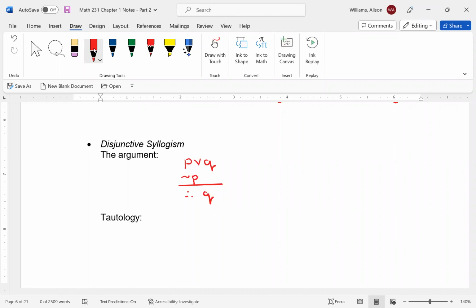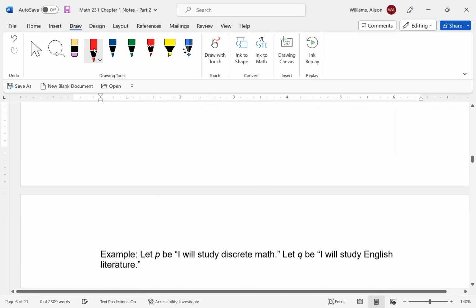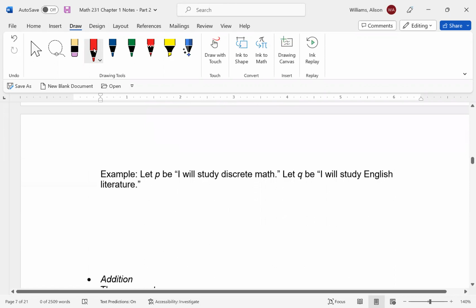Since it's an or statement, that implies the other is going to happen. Okay. The tautology for this one, P or Q and not P, that's going to imply Q. All right, I gave myself space here because there wasn't much at the end of that page.